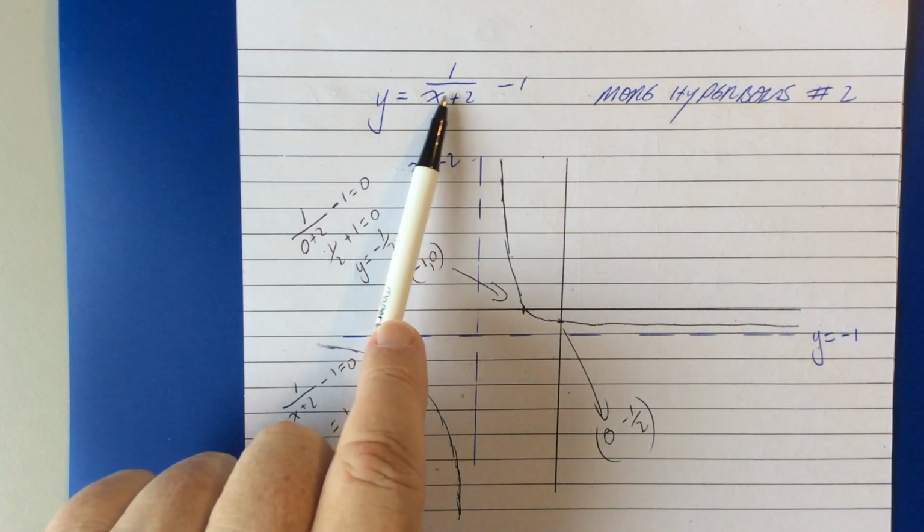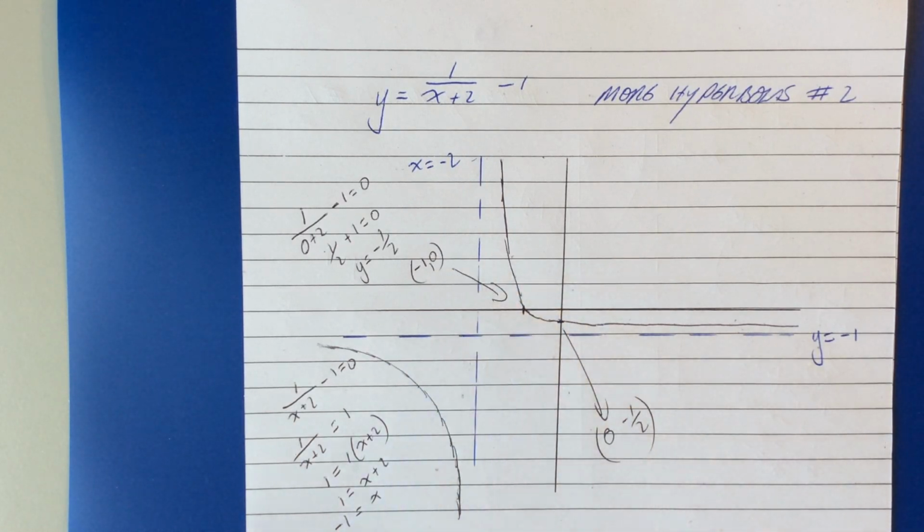That is the effect of this and this upon the asymptotes. And these calculations here show you how I found the x and y intercepts.